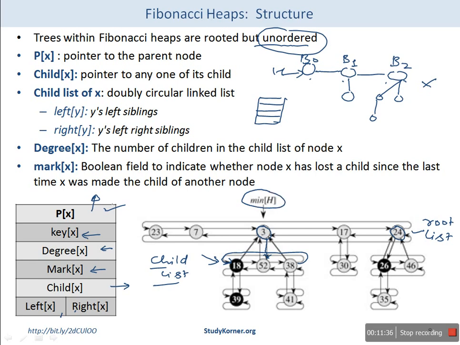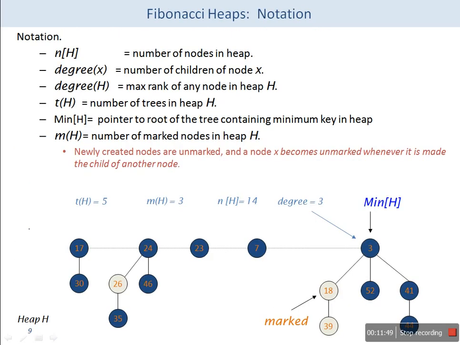So this is the implementation structure for each node. In the struct node, you have to define these types of fields in order to implement the Fibonacci heap. Now there are some notations required for the operations in a Fibonacci heap. First is the number of nodes in a Fibonacci heap, which is denoted by n of h. The number of children of a node x is called the degree of x, or in some books it is represented as the rank of node x.